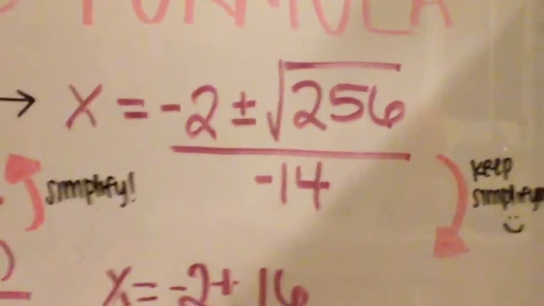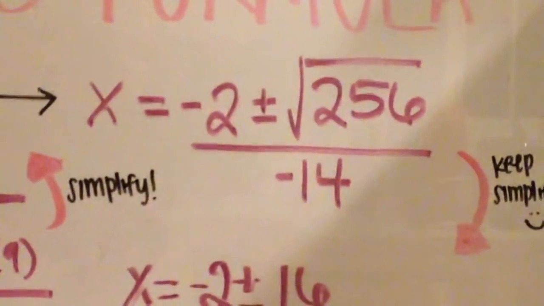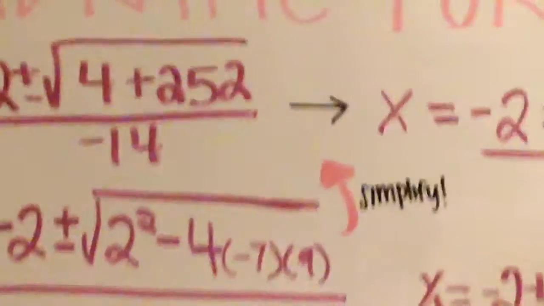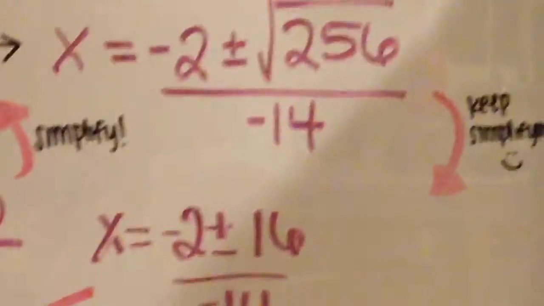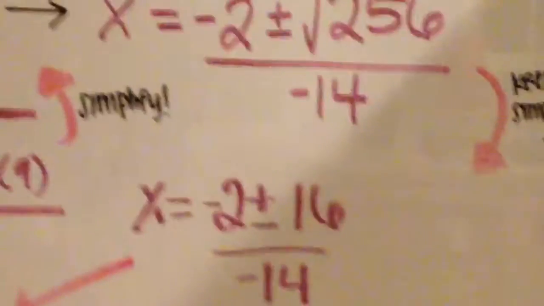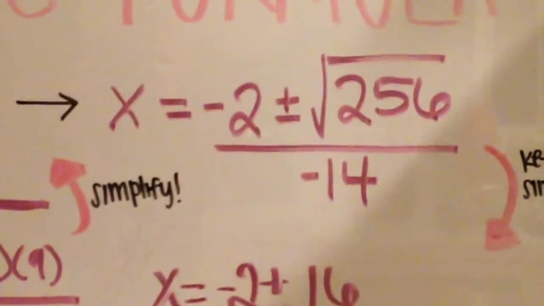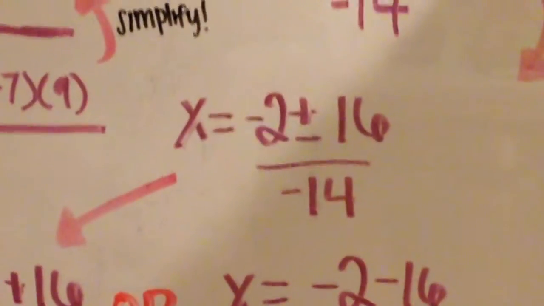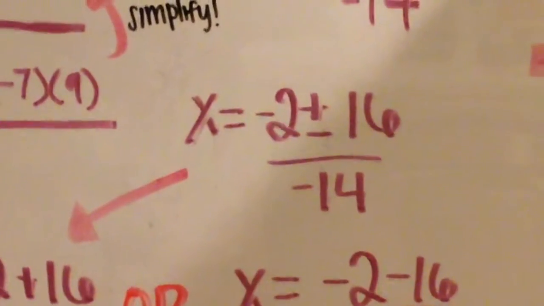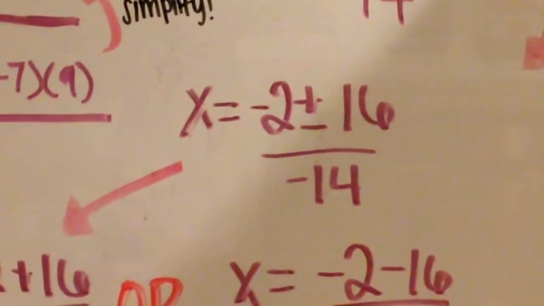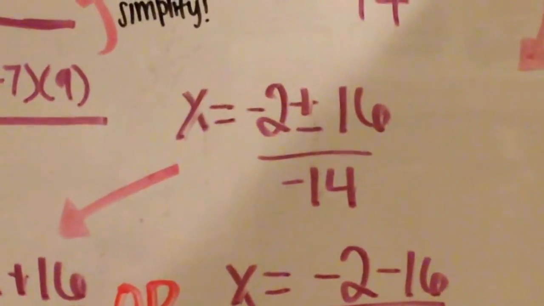Our next step is to simplify again. So you would only add 4 plus 252, and that would be one step. And then you simplify again, and you take the square root of 256, which equals 16. So we have x equals negative 2 plus or minus 16 over negative 14.